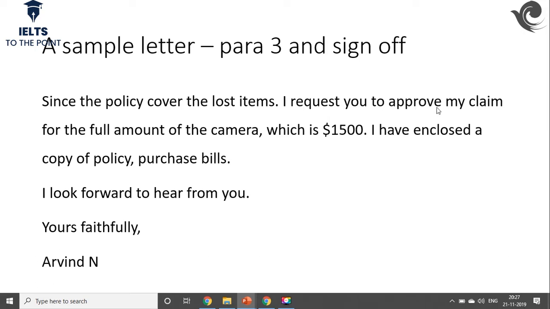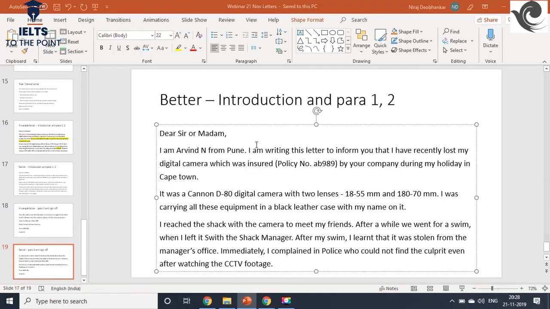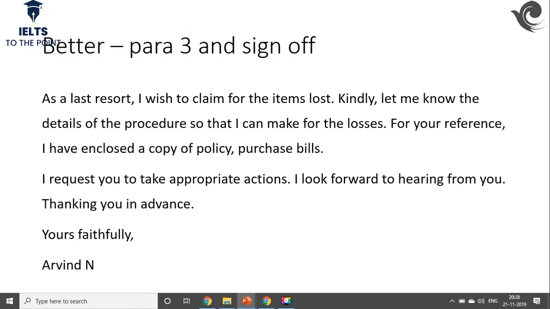First of all, now if you are requesting to approve the claim, I don't know whether there is a form or anything like that. You should at least ask, do you want any form to be filled in, or what is the case? How to approach for filing for the claim, because you might need other things as well. So, you can put it in a better fashion. As a last resort, that means as the last solution or the option, I wish to claim for the items lost.